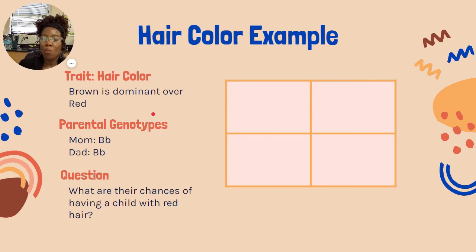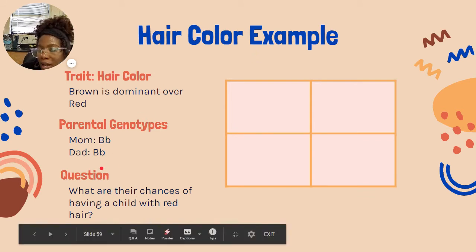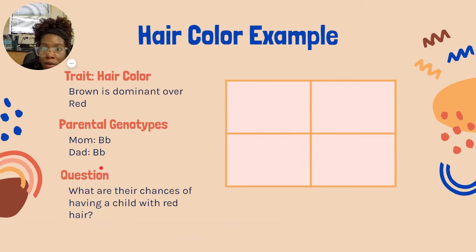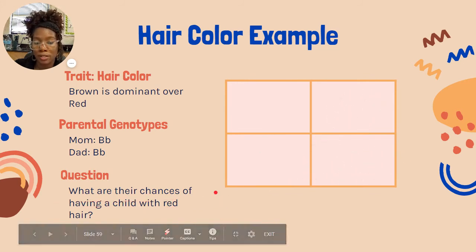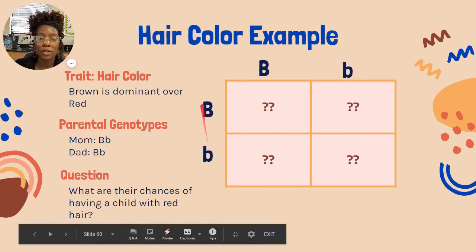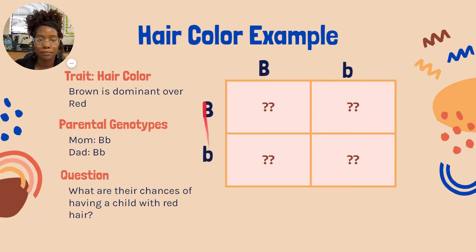Next question. What are their chances of having a child with red hair? Well, I don't know. That's what the Punnett square is for. Recognize that there are 4 boxes. This is 25%, 25%, 25%, and 25%. So that's how we're going to find out what their chances are, what the probability is. So we're going to put our parental genotypes first. Mom, big B, little b. Dad, big B, little b. Is everyone clear on that?